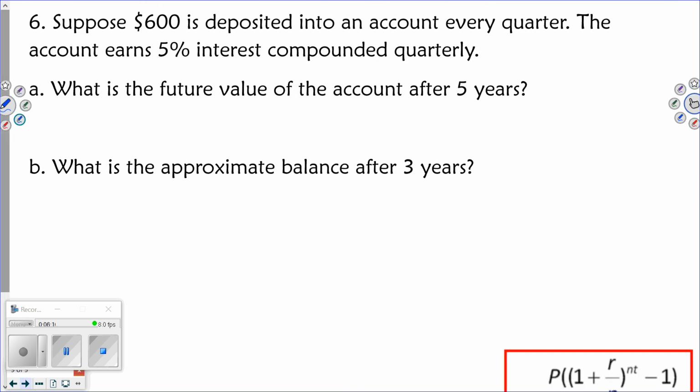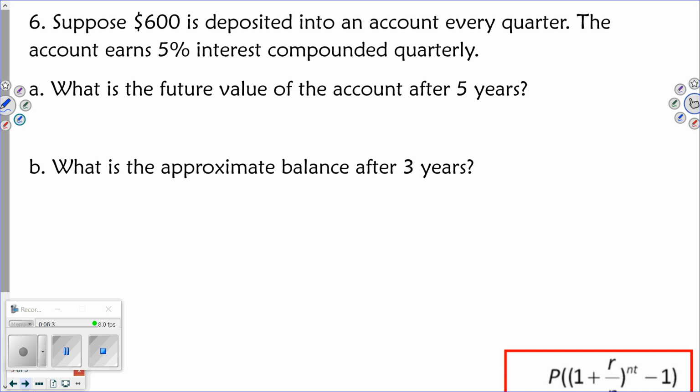All right. Suppose $600 is deposited into an account every quarter. The account earns 5% interest compounded quarterly. What is the future value of the account after 5 years? Now this one's nice. It actually said, what is the future value? That made it nice. But if it didn't, you could look at that and be like, okay, what's the value of the account after 5 years? So I wanted to look into the future to see how much money I have.